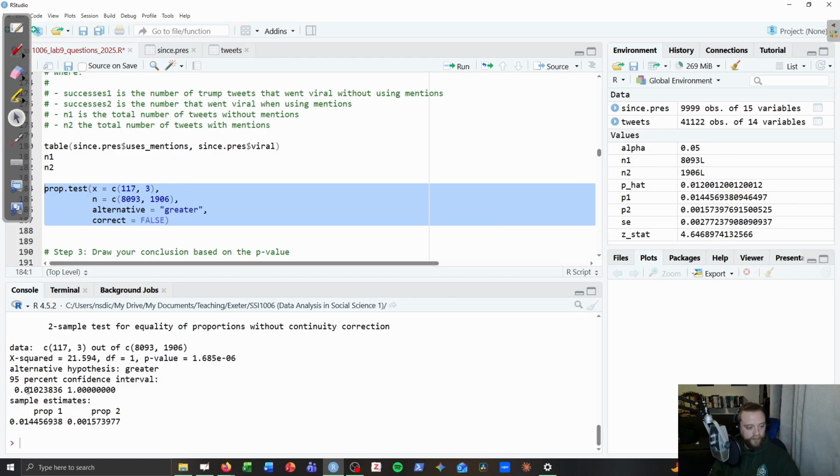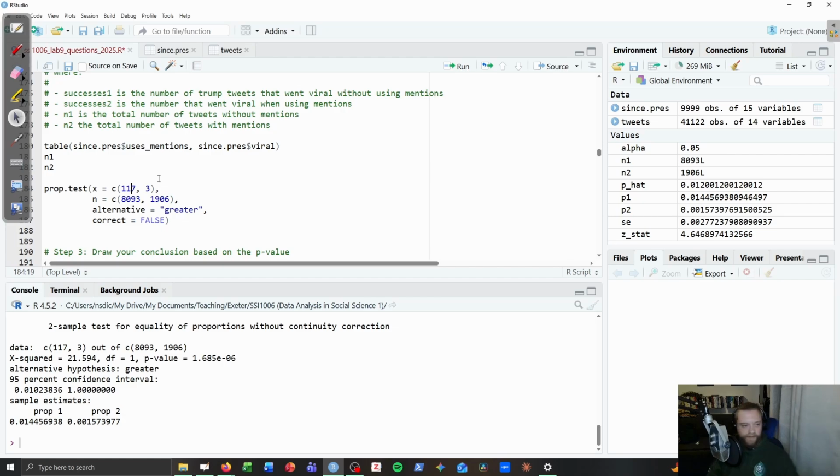And that's our test result. So here's our proportion 1. This is what we calculated before, P1 over here, and P2 over here. And there's our p-value. So again, exactly the same one we calculated before. So we can complete the same thing with prop.test here.